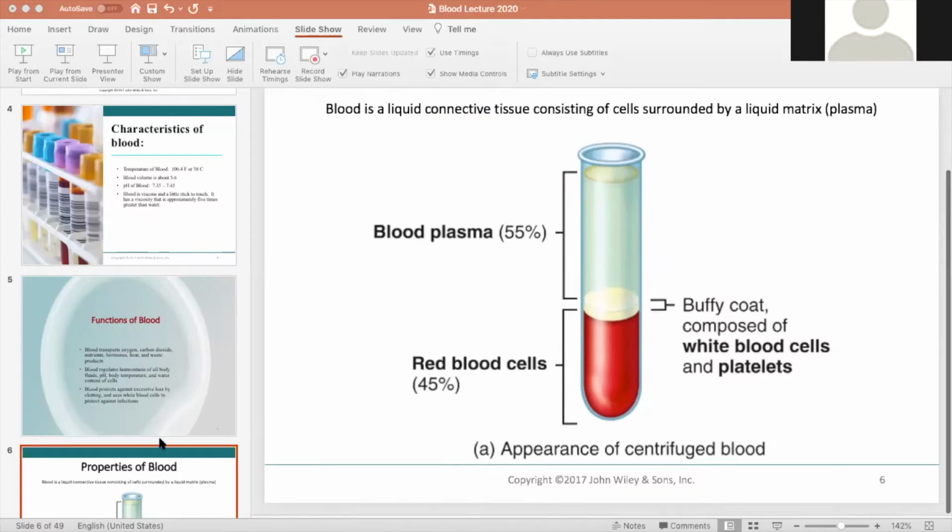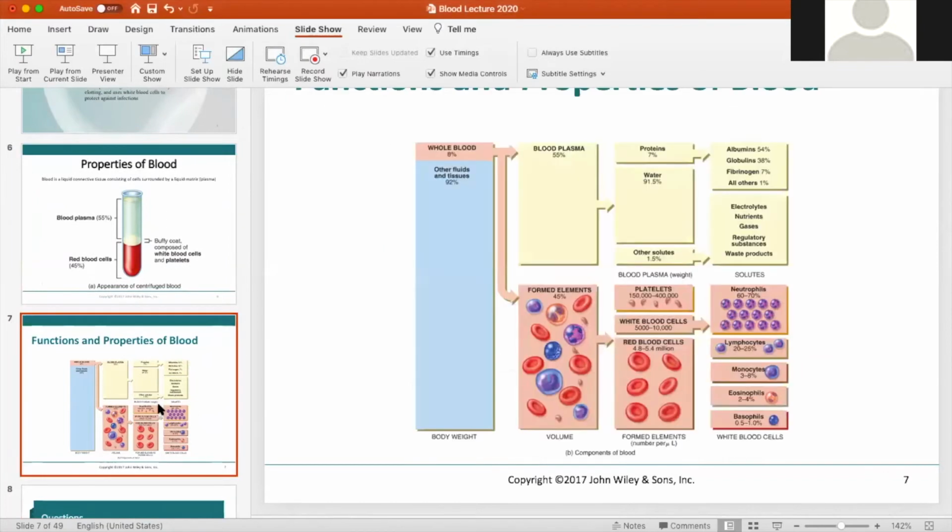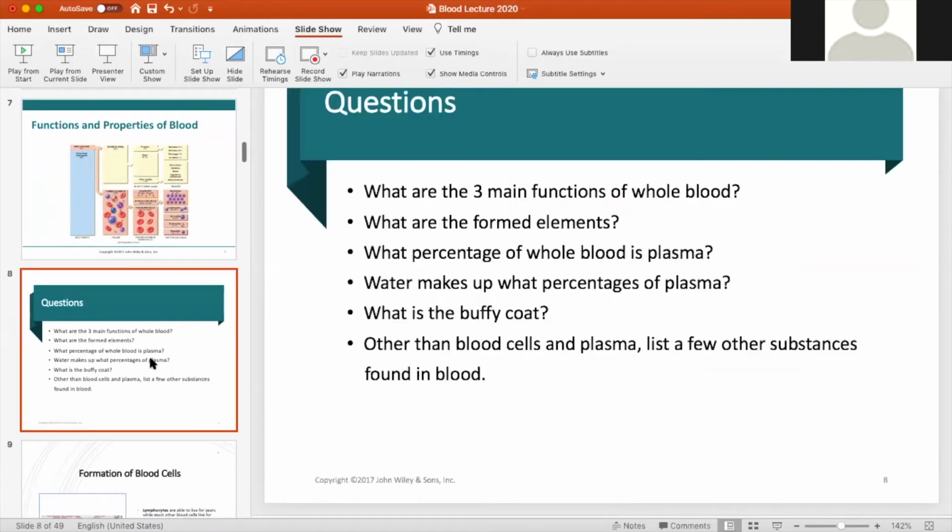All right, so let's go on a little bit further here. And this next slide is showing you the breakdown of the individual components. So we're going to come back to this in just a minute, right? And what I would like to do now is I'd like to have some polling questions for you.